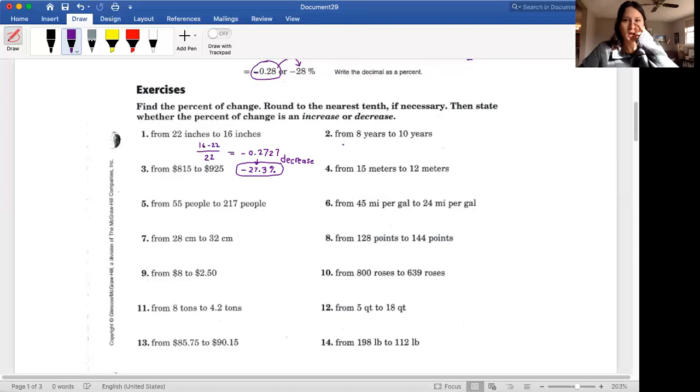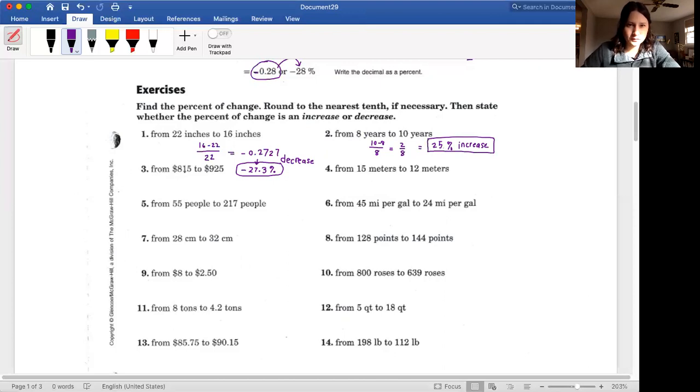Okay. Number 2, from 8 years to 10 years. Well, it's starting at 8 going to 10. So final amount minus the original amount over the original amount. So it's going to be 2 over 8. And 2 divided by 8 is 0.25. And so this is going to be 25%. And let's just write that as increase. Okay, 25% increase.